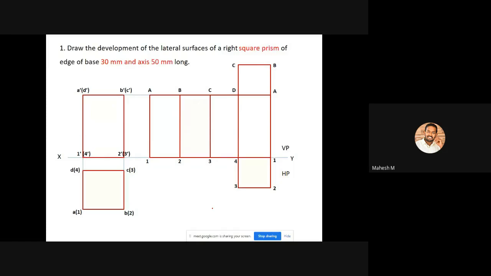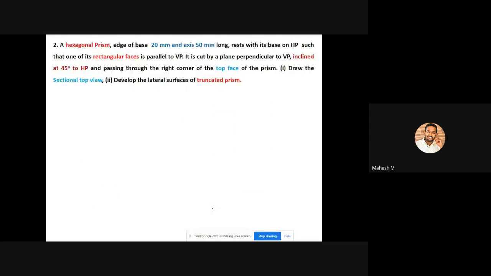So this one is a homework problem for today's class. Okay. So is there any doubt? Okay, Gana. So I think we are having 20 more minutes. So I will move on to the next problem, a hexagonal prism.